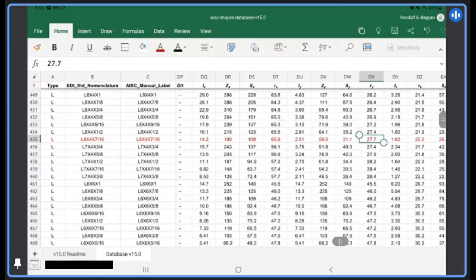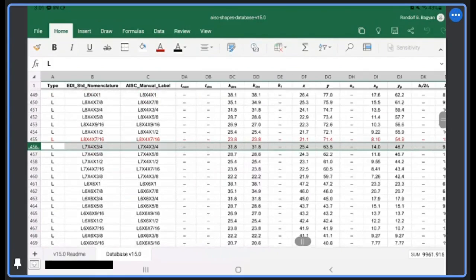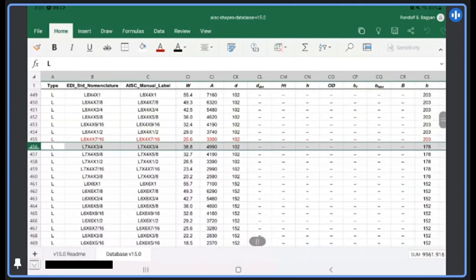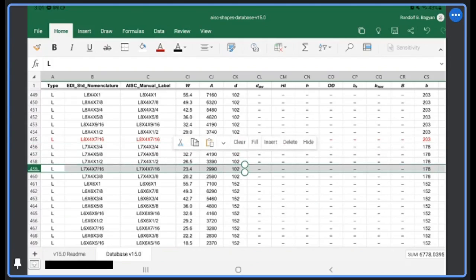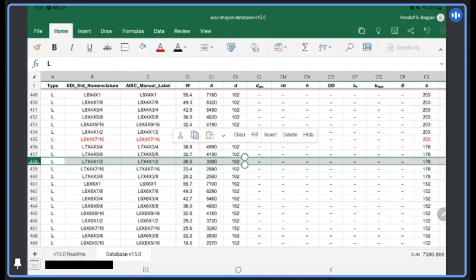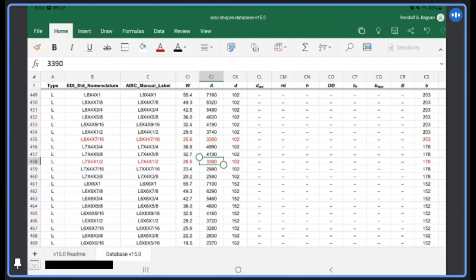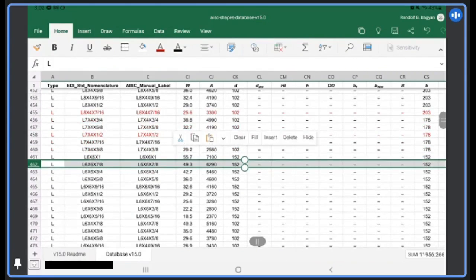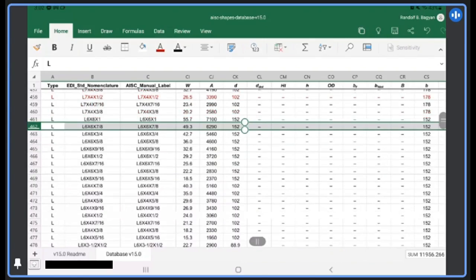What about L7 by 4? We just choose the closest to the gross area. The recommended here is L6 by 4. L7 by 4, the listed area is 3,390. The L8 by 4 is actually better, because 3,300 is smaller than 3,390. What about L6 by 4? We cannot choose L6 by 6 because those are equal legs, class. The problem requires us to choose unequal leg angles.